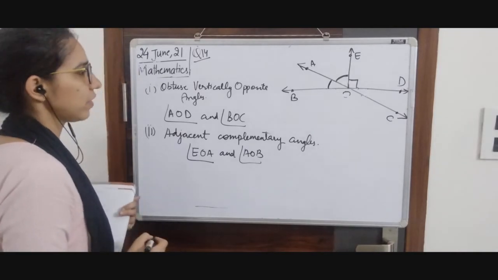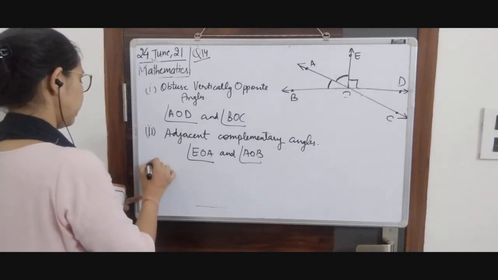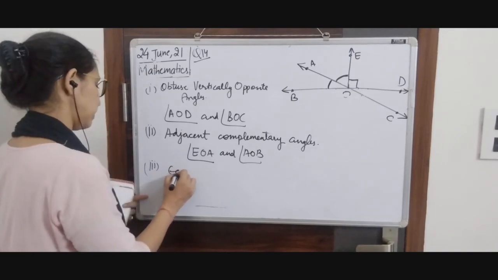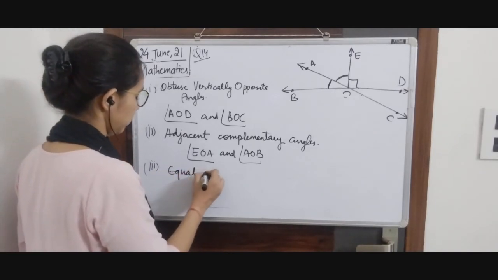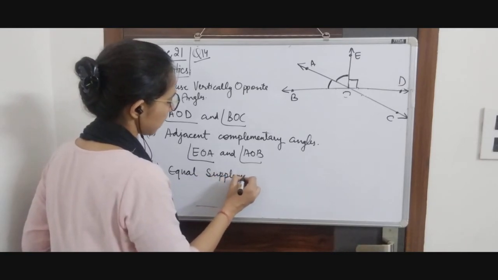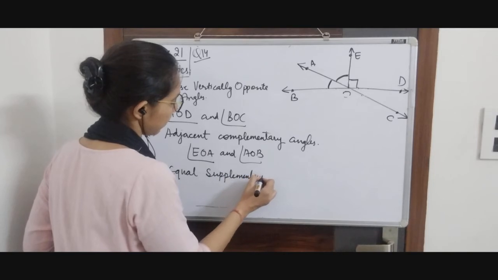We don't have another pair, so we are going to leave it here. Then the third one is equal supplementary angles. Equal supplementary angles means angles should be equal, but their sum should be 180.